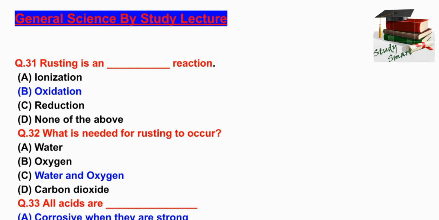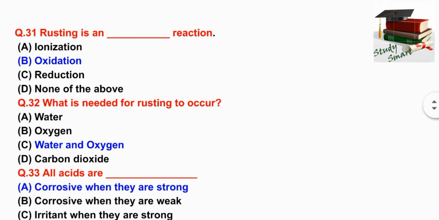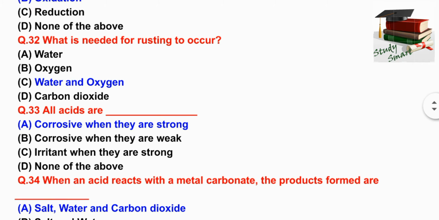Today we see important questions about general science. First question, rusting is an dash reaction. The right answer: oxidation. Next question, what is needed for rusting to occur? The right answer: water and oxygen.